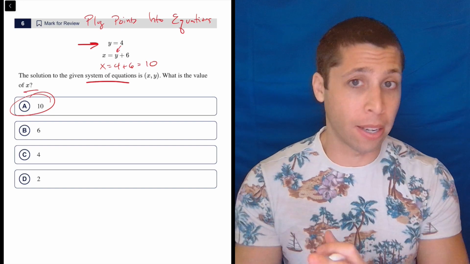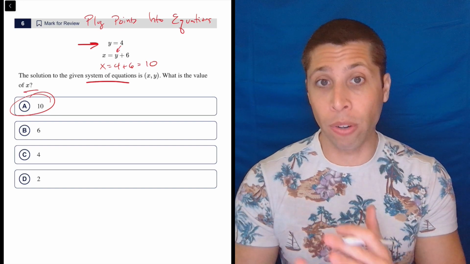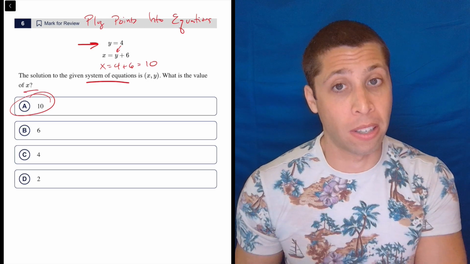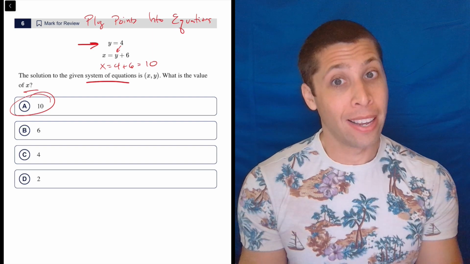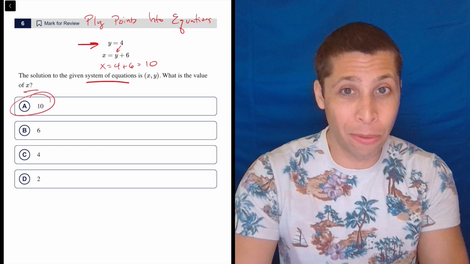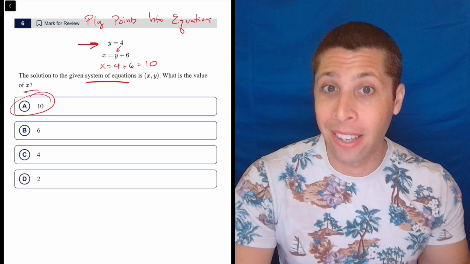So learn how to recognize the difference. But overall, yes, our strategy on the SAT is to do as little algebra as possible. Desmos can take care of that when we have a system of equations. But if we're just plugging a number in, it's not algebra, it's arithmetic. So don't avoid arithmetic here. 4 plus 6, anyone can do that.